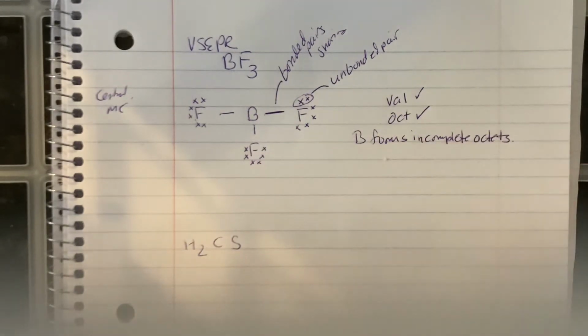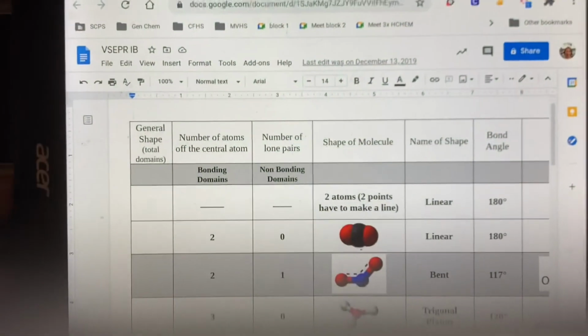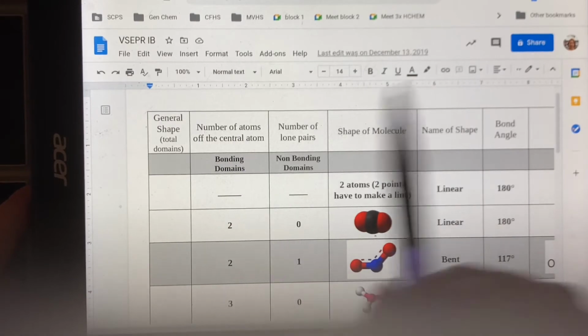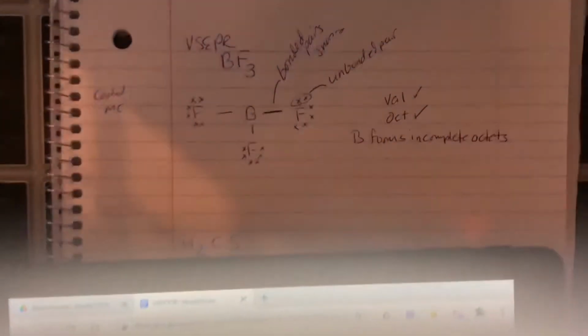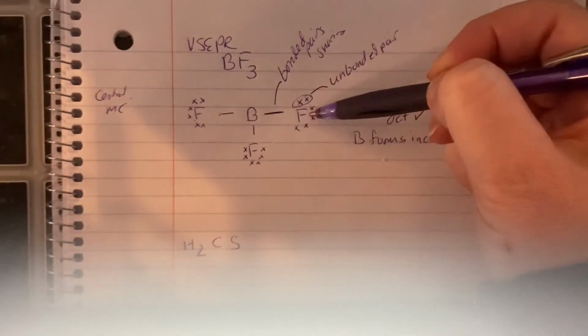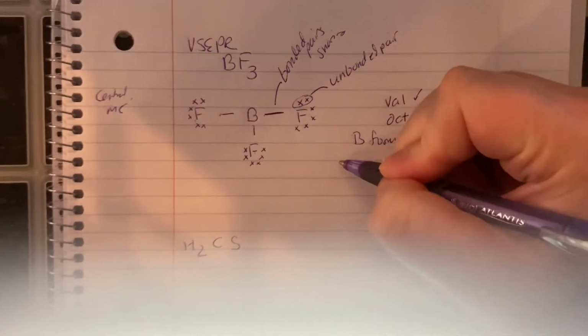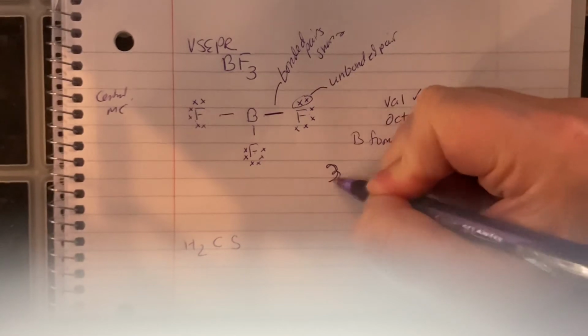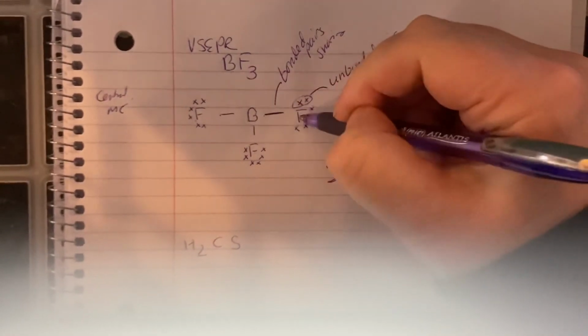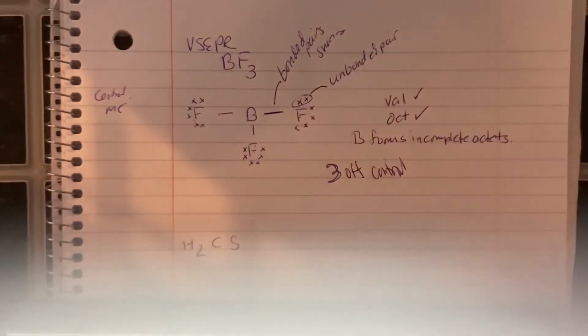So now I have that. Now I have to code it off of my VSEPR chart. Number of atoms off the central atom means how many atoms minus the center. I have 4 atoms total, so I have 3 outer atoms, because they are bonded off of the central.